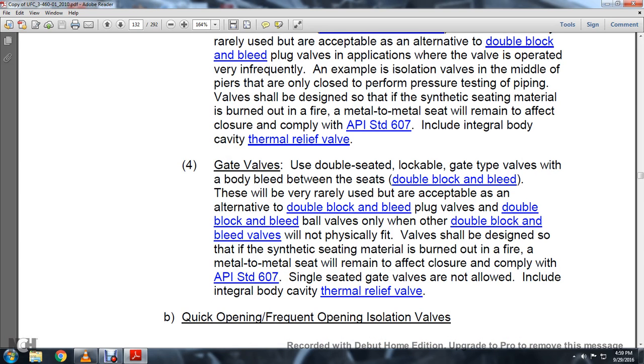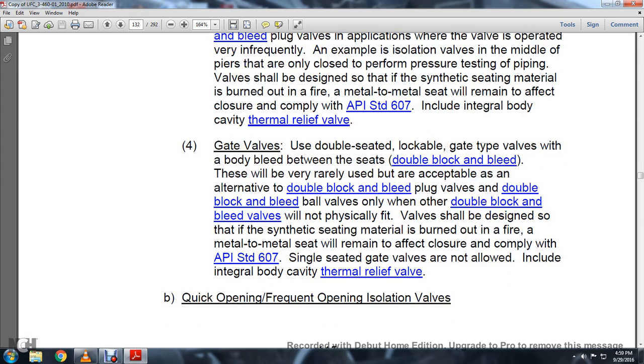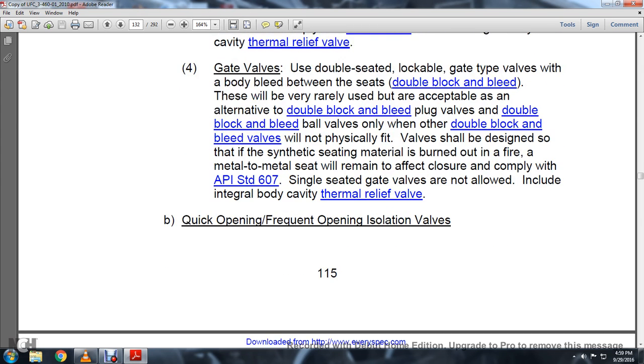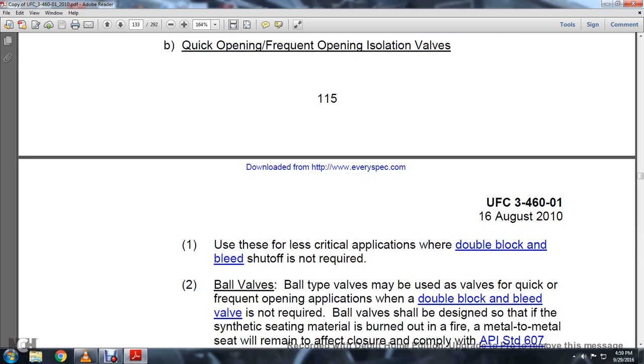Gate valves. Use double-seated lockable gate type valves with body bleed between the seats, double block and bleed. The very rarely used acceptable alternatives are double block and bleed plug valves and double block and bleed ball valves, when other double block and bleed valves will not physically fit. Valves should be designed so that the synthetic seating material is burned out in a fire and the metal-to-metal seating remains the effective closure. Comply with API Standard 607. Single-seated gate valves are not allowed, including integral body cavity thermal relief, quick-opening, frequently opened isolation valves.